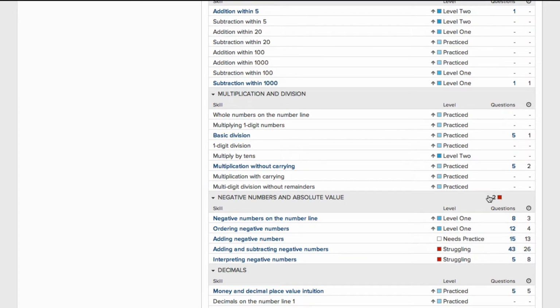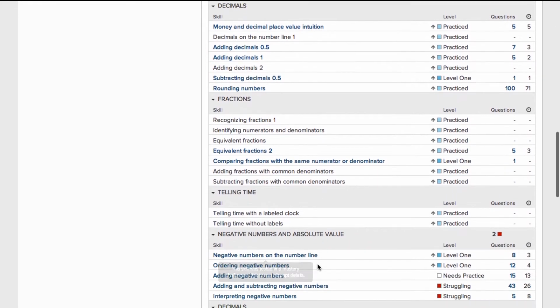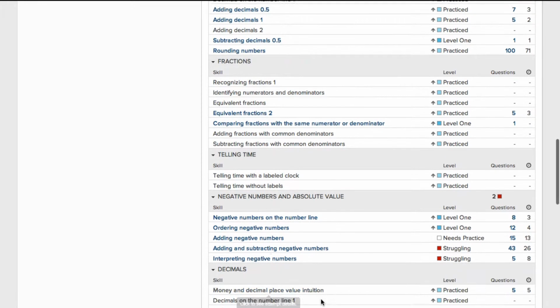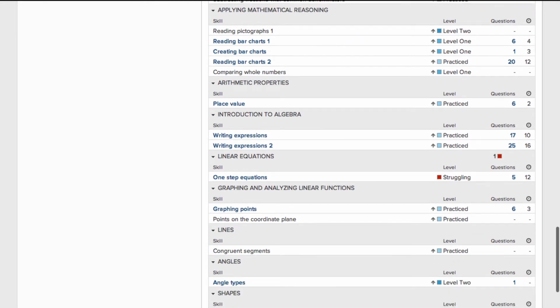And finally, we can see that she was struggling with a couple of skills here. Those skills were adding and subtracting negative numbers, interpreting negative numbers, and if I scroll down even more, I can see some more negative numbers. She was struggling with one-step equations down here.